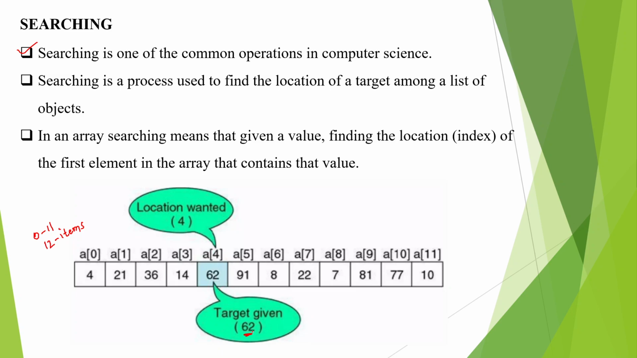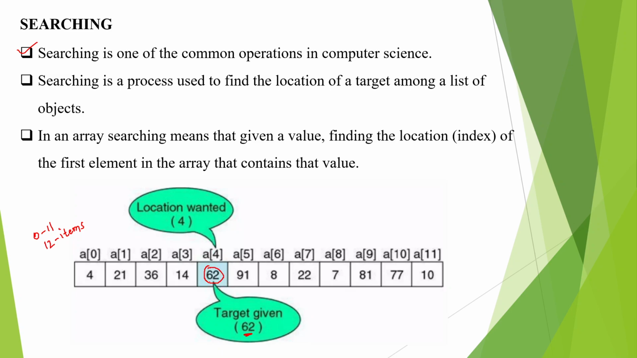Obviously, how will the searching be performed? Being an intelligent person, we can visualize and see the whole array list of items in front of us, and we can say that 62 is available over here, because we have the visual ability and the intellectual power. With that, we identify 62 at this location.